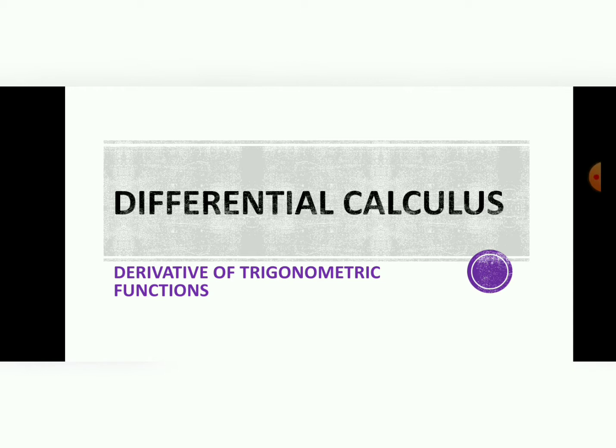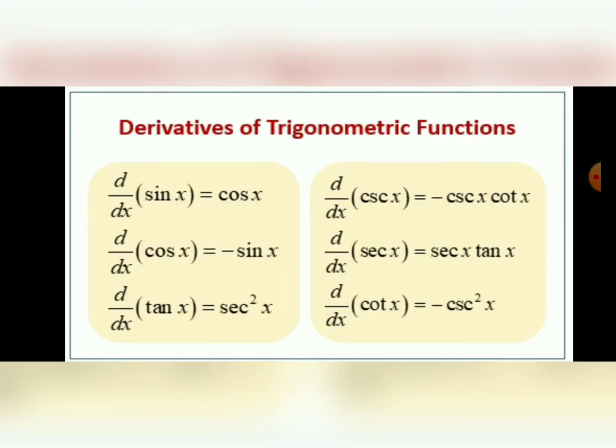Ngayon, tuturo ko naman paano kumuha ng derivative ng isang trigonometric functions. So, derivatives of trigonometric functions. So, una, derivative of sine x with respect to x equals cosine x. Derivative of cosine x with respect to x equals negative sine x.